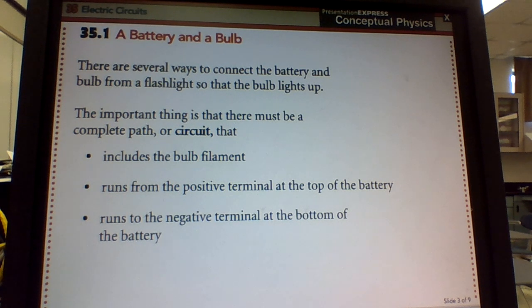But there's several ways to connect a battery and a bulb from a flashlight so that the bulb lights up. There's many other ways that you connect them and it doesn't work. The most important thing that we have to have is this complete circuit, this idea that it has one continuous loop. And so we'd have this bulb filament. We've got to have some kind of wiring that runs from the positive terminal at the top of the battery back down to the negative terminal at the bottom of the battery and ultimately touches the bulb in some way.